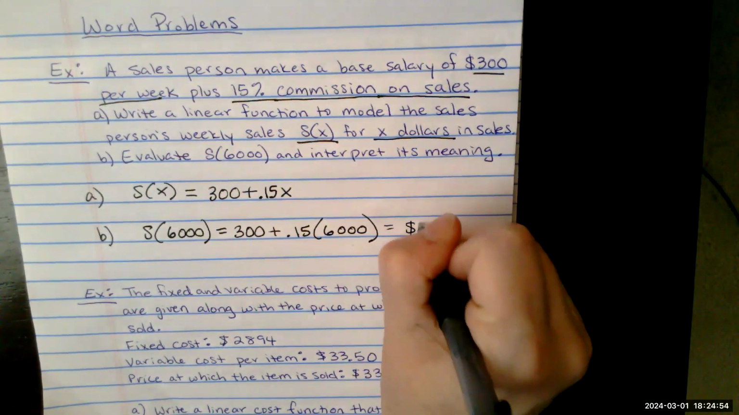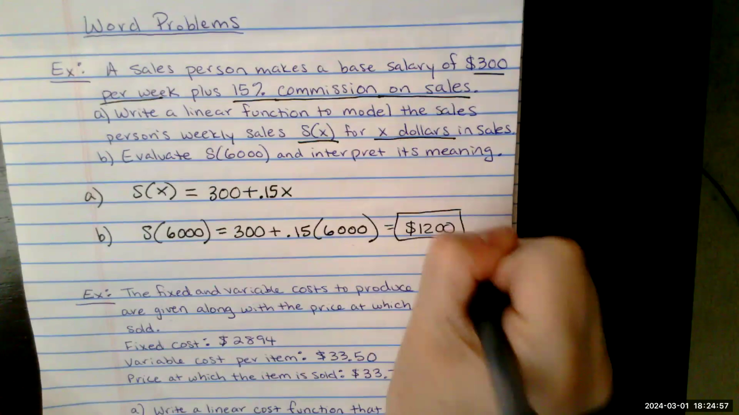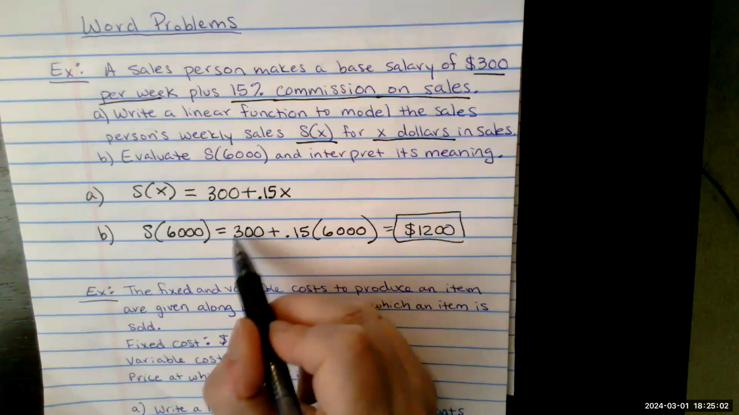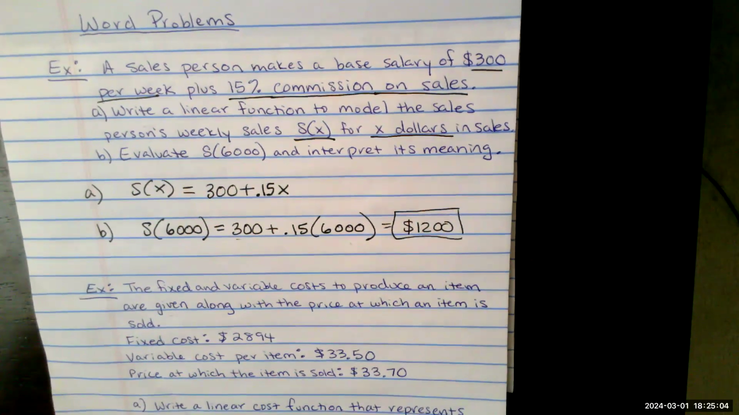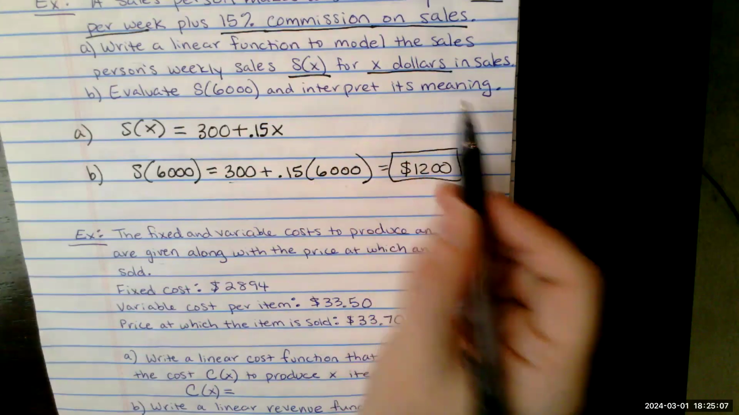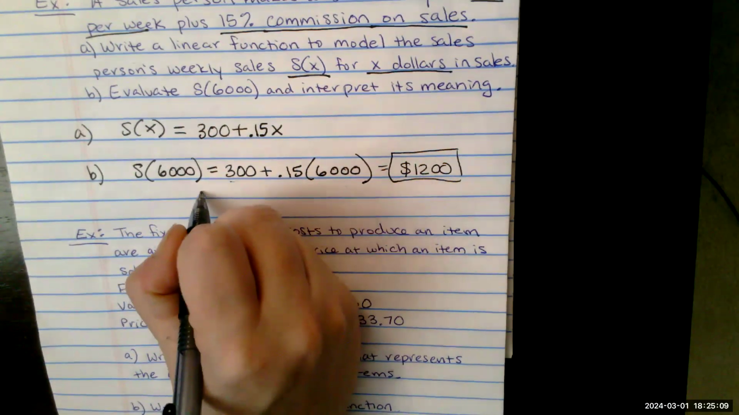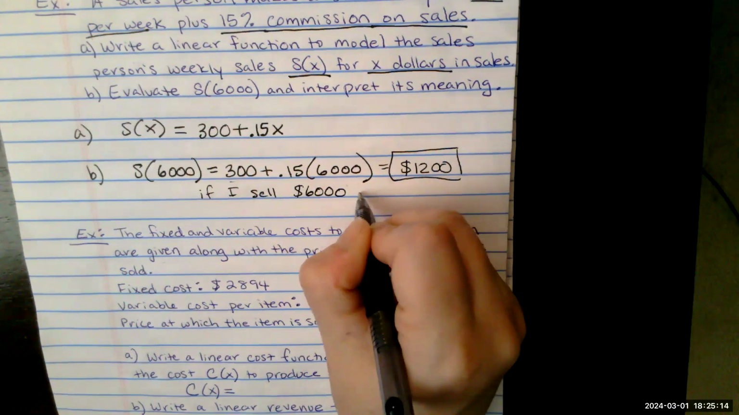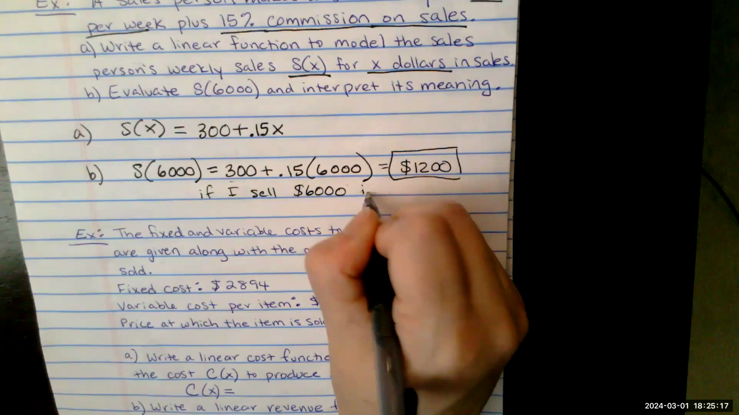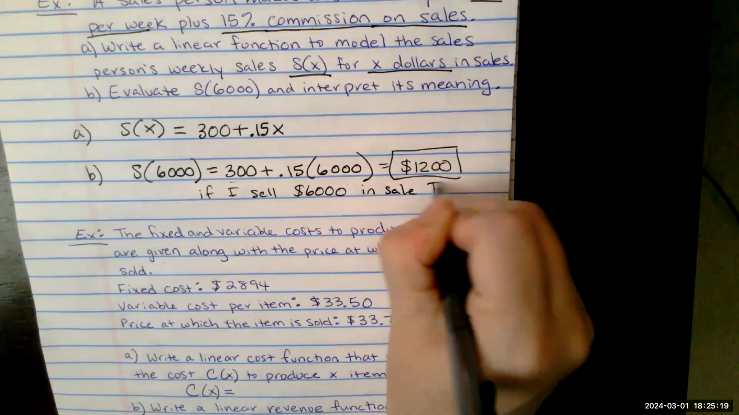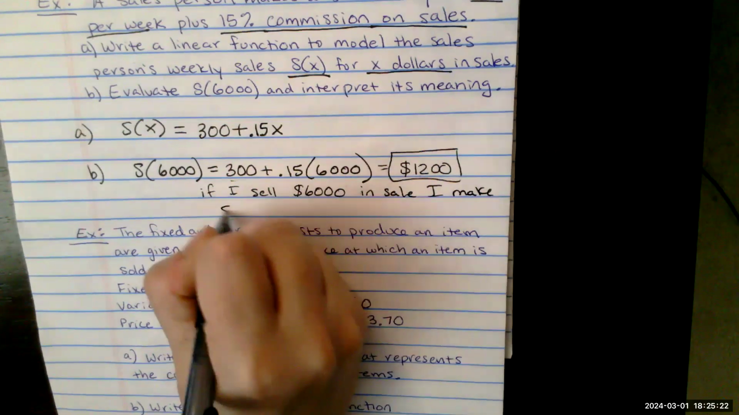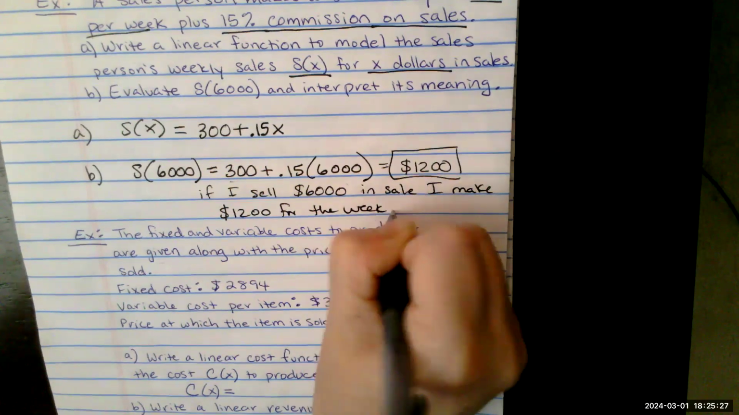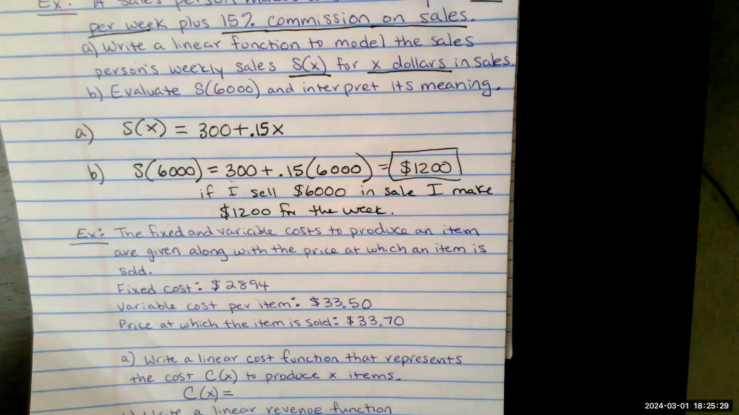Apparently, if I sold that much, I would get this much in a week. But the next week, I might sell nothing. And if I sold nothing the next week, I would only get that 300. So it just depends. They said also interpret its meaning. So if I sell $6,000 in sales, I make $1,200 for the week. So that's interpreting it. That's just saying, what do these numbers mean?